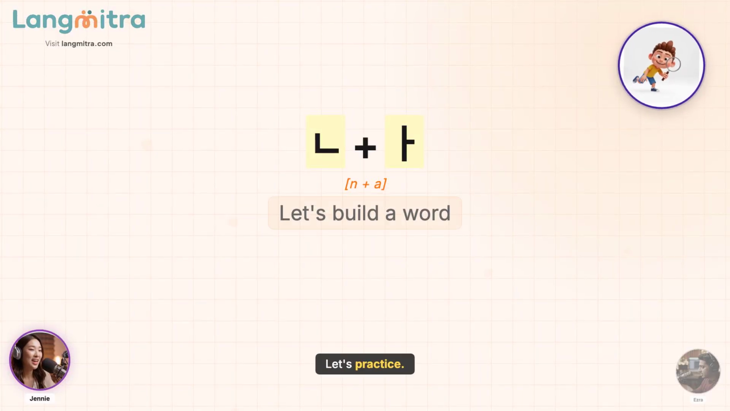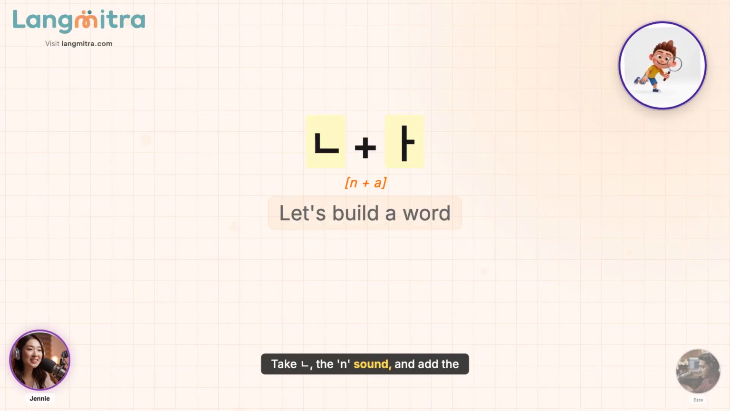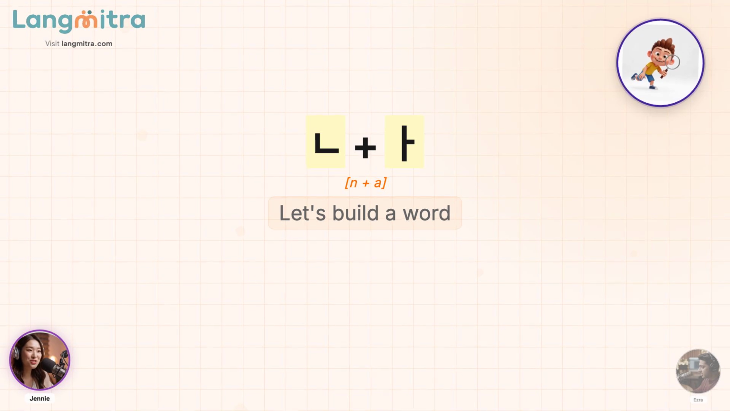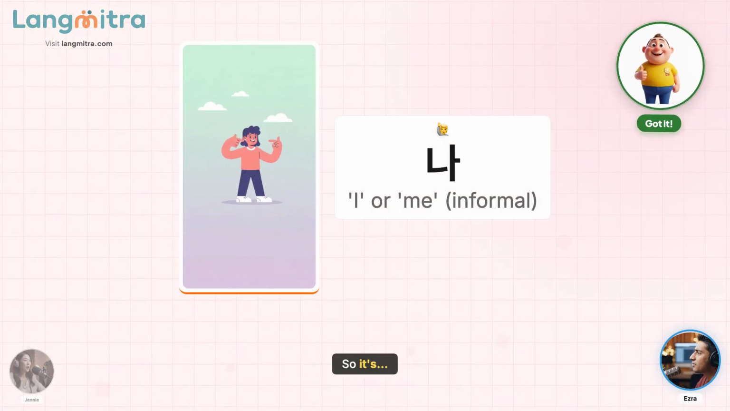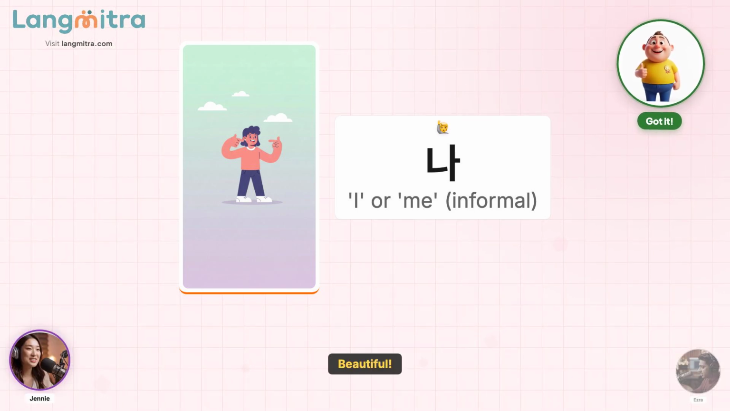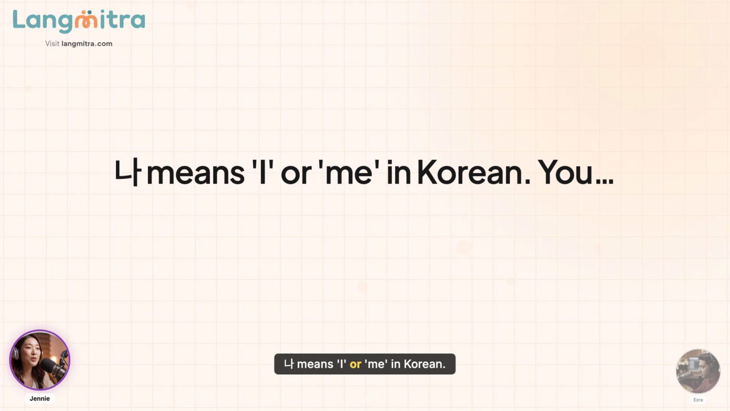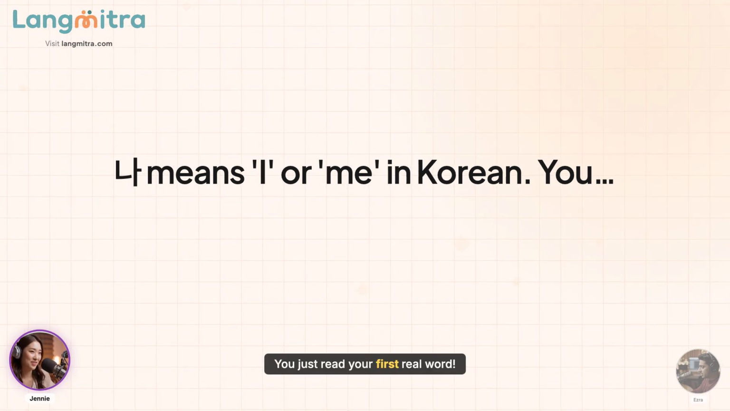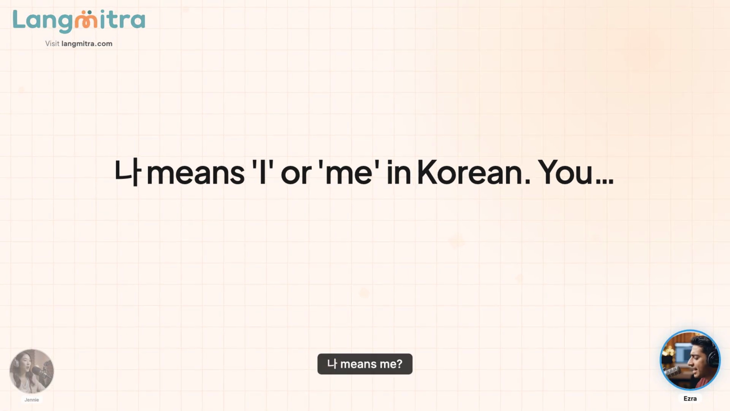Exactly. Let's practice. Take n, the N sound, and add the vertical vowel a. Where does the vowel go? To the right. So it's n on the left, a on the right. That makes na. Beautiful. Na means I or me in Korean. You just read your first real word. No way. Na means me?